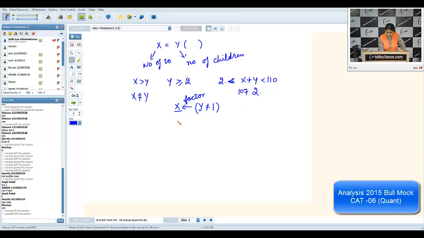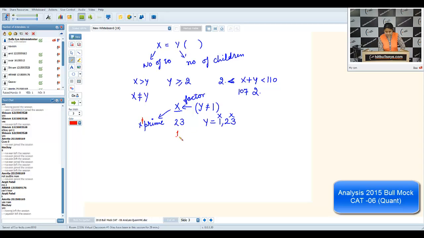Now if I take a random example, suppose I am taking 23. X cannot be 23. Why so? Because Y is a factor of X. Either Y will be equal to 1 or 23. 1 is not allowed. Also Y is not equal to X. That's why this is also not allowed. That's why X cannot take any prime value. X cannot take any prime value.